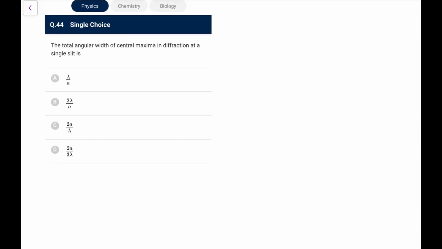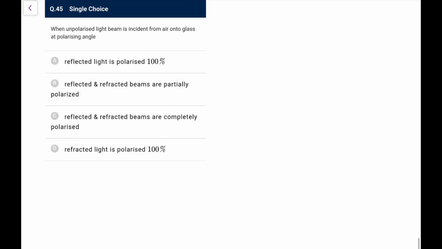44th, the total angular width of the central maxima in diffraction of a single slit is 2 lambda by a, nothing special about it. You directly remember this. When an unpolarized beam is incident from air onto glass at the polarizing angle, the Brewster angle, the reflected light is completely polarized. So reflected light is completely polarized. So this was test number 45.